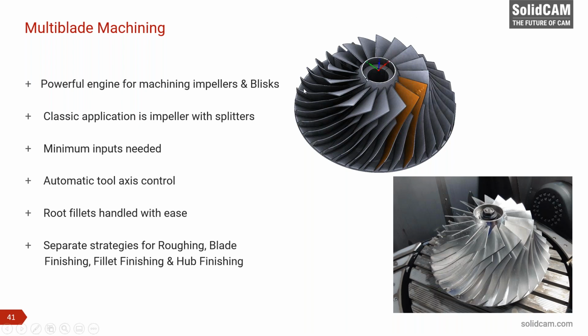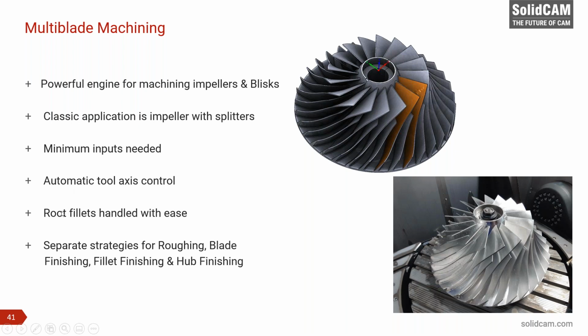You can have impellers with splitters. The number of splitters is not limited. You can have one splitter, 2, 3, 4, 5, 6 splitters. The splitters are the small blades in between the two main blades. Absolutely minimum inputs are needed to generate the toolpath. You don't really need to define the tool axis control, how the tool is going to enter, what it's going to do, how it's going to tilt, what the gouge check options are, nothing. Absolutely bare minimum inputs are needed. The tool axis control is automatically handled by SolidCAM.